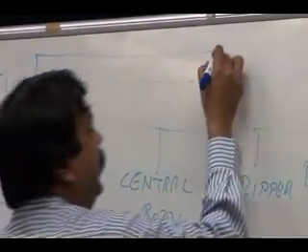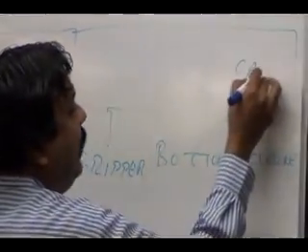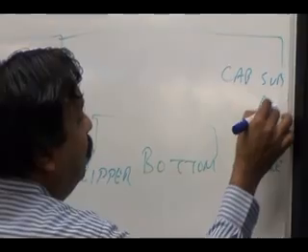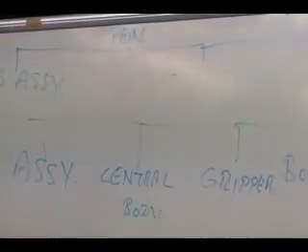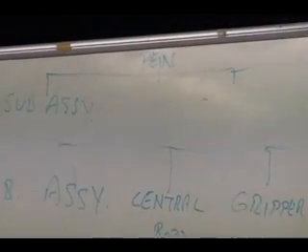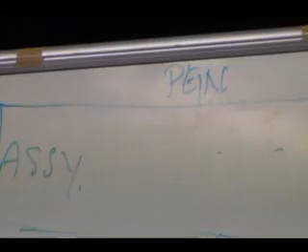In fact, I should not draw the cap sub-assembly here because that has many parts. So cap sub-assembly together, I have my pen. Now I have drawn the architecture of my pen. This is the product architecture of my pen. Is it clearly understood? Now, what is the next step?